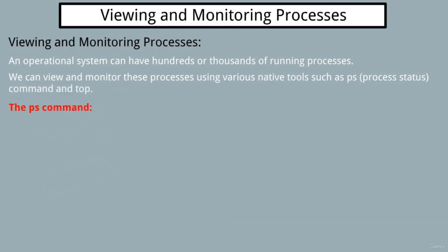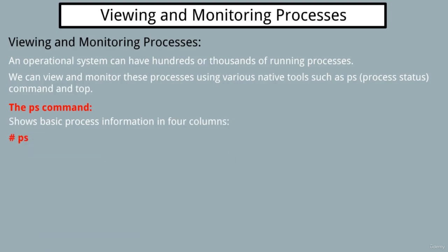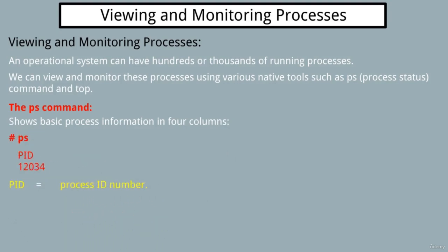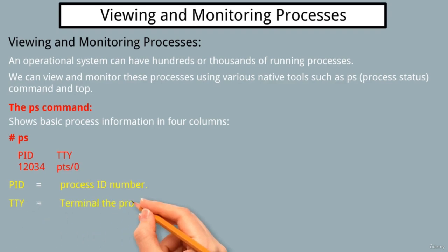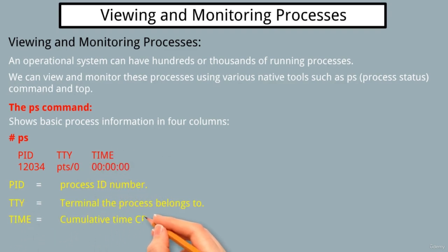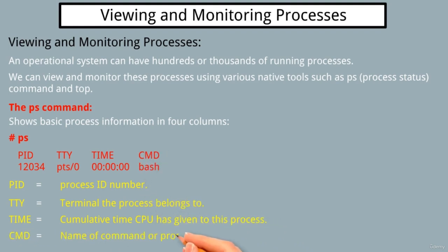The ps command shows basic process information in 4 columns. PID is the process ID number. TTY is the terminal the process belongs to. Time is the cumulative time the CPU has given to this process. CMD is the name of the command or program being executed, in this case bash.